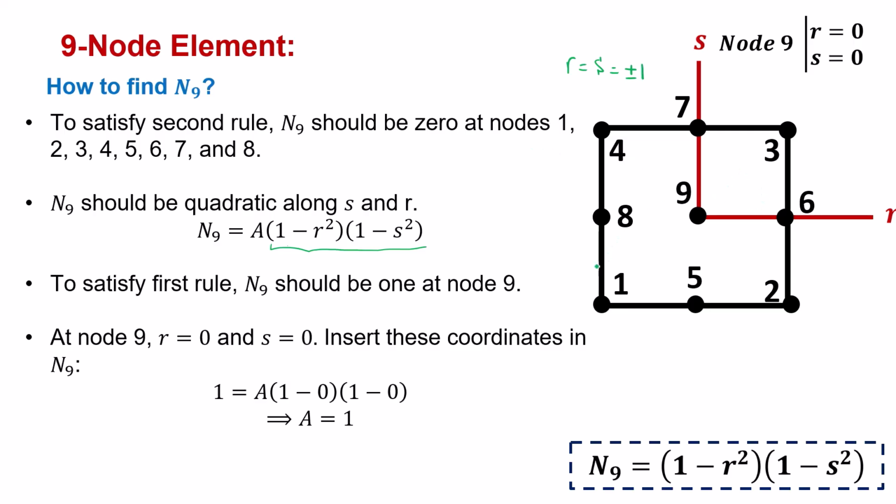Next, we apply the first rule. At node 9 itself, where r is equal to 0 and s equal to 0, the shape function must be equal to 1. Substituting these values in gives us the constant a equal to 1. So finally the shape function for the central node is N9, which is equal to (1 minus r squared) times (1 minus s squared). This makes node 9 unique because it activates only in the interior of the element, and it provides the full quadratic completeness.